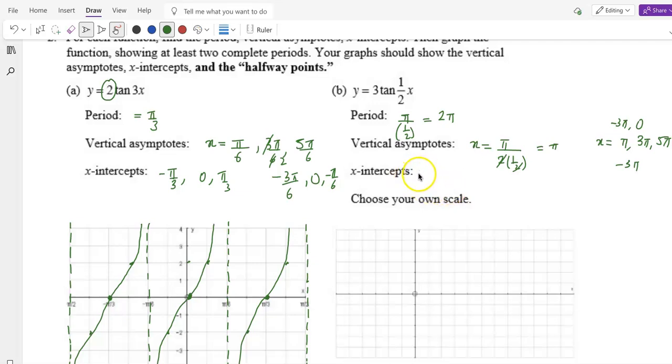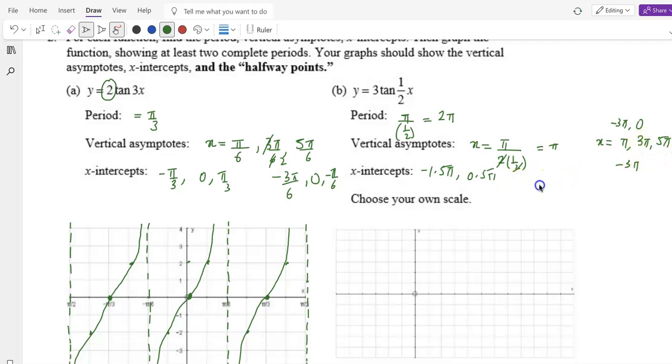The x-intercept will be the midpoint between these. So the midpoint of this will be this minus 1.5 pi, correct? Right, because the midpoint between 0 and pi is 0.5 pi. And the other one would be 1.5 pi, right? Yeah, 1.5 pi. The middle of this is this.